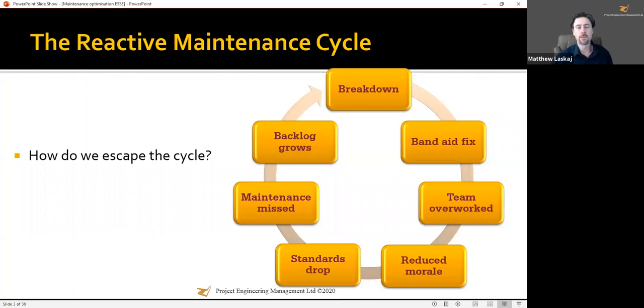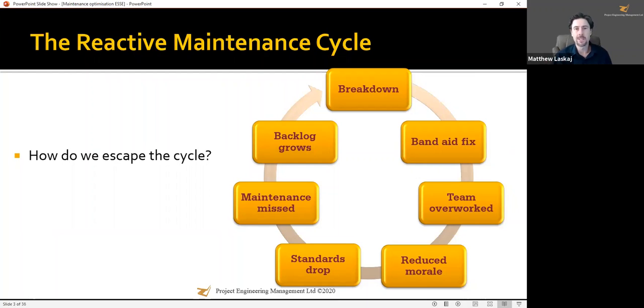Because the team's overworked, the morale drops, people are getting stressed, standards are dropping, people are not happy with what's going on in the workplace because all they're doing is running around in what we like to call firefighting mode. All they're doing is putting out these fires everywhere when things are going wrong. The maintenance plans are then missed because all you're doing is fixing problems rather than working on the scheduled plan that you have in place at the time. Because you're missing more scheduled maintenance, the backlog grows, you don't get those plans done, and then the breakdowns get even more. So you end up in this vicious circle of what we call reactive maintenance, where all you're doing is running around firefighting problems all the time.